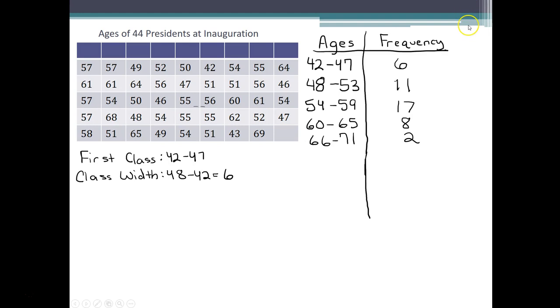Okay, so now it adds up. 17, 34, 42, 44. Double check. 48 to 53, is that actually 11? Or 42 to 47, is that actually 6? 1, because I'm recording, you can't correct me right now.